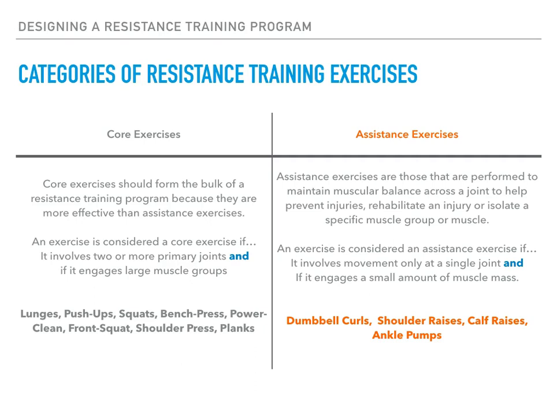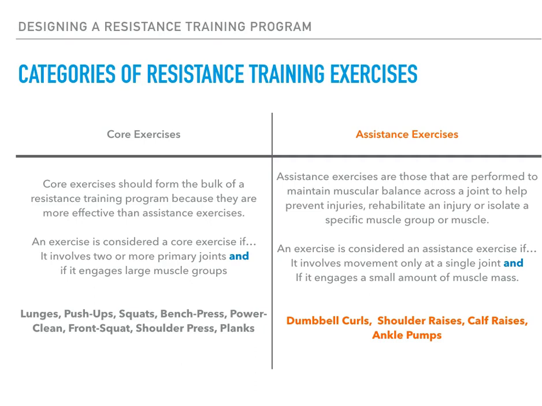Well, let's note here that an exercise is classified as a core exercise if it involves two or more primary joints, and if it engages large muscle groups. So if an exercise involves two or more joints and engages our larger muscles, it's engaging more of the body. And because it's engaging more of the body, it's also more effective for the body. Examples of core exercises include lunges, push-ups, squats, power cleans, front squats, shoulder presses, planks, and more.